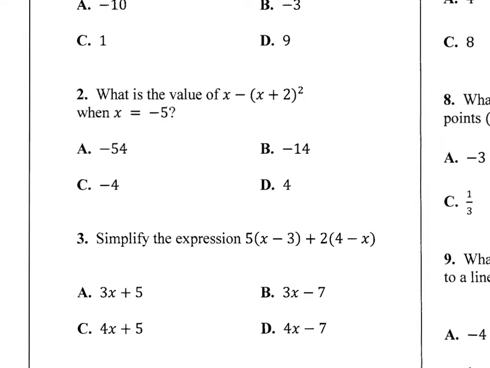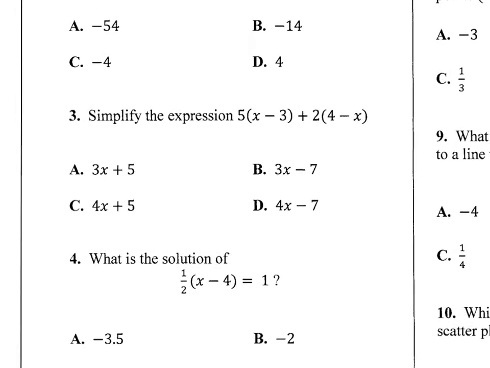Number 2, all you have to do is simply plug in -5 for the x in these two locations. And again, follow order of operations. Work in parentheses first, then square it. Whatever you get, then you're going to simplify the rest of that to one answer.